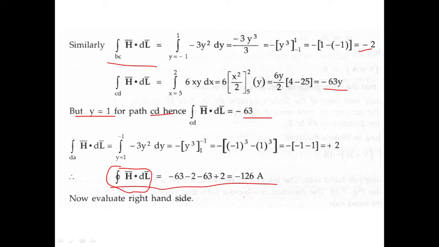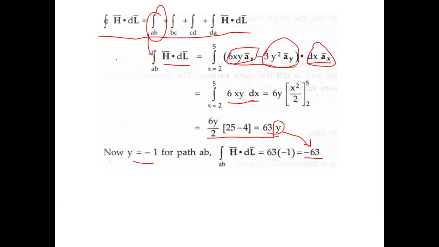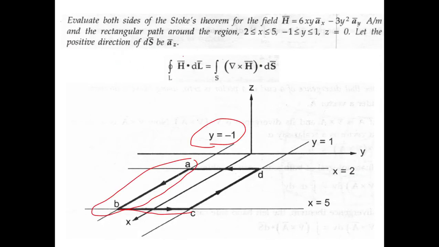Now we have to evaluate the right hand side. We got the LHS answer as minus 126, and now we have to solve the RHS. What all do we need? ds vector. What is ds vector for this one? Ds vector for this one will be dx dy az cap. And we have to find the curl of h vector.